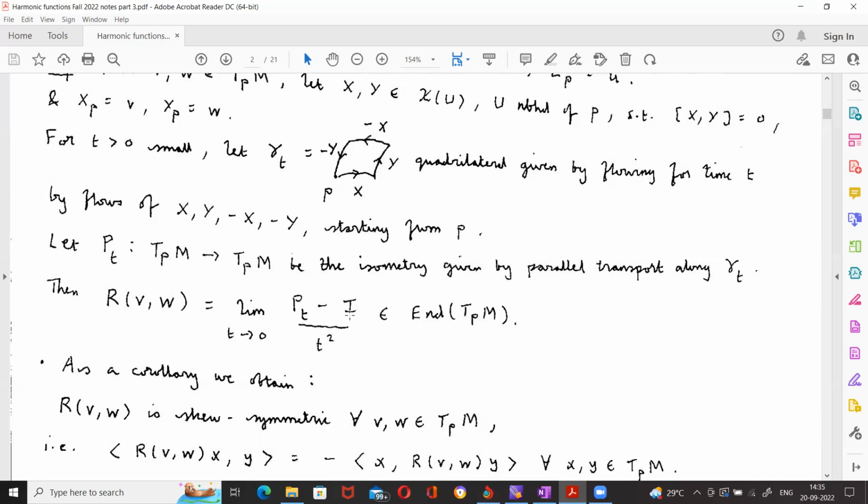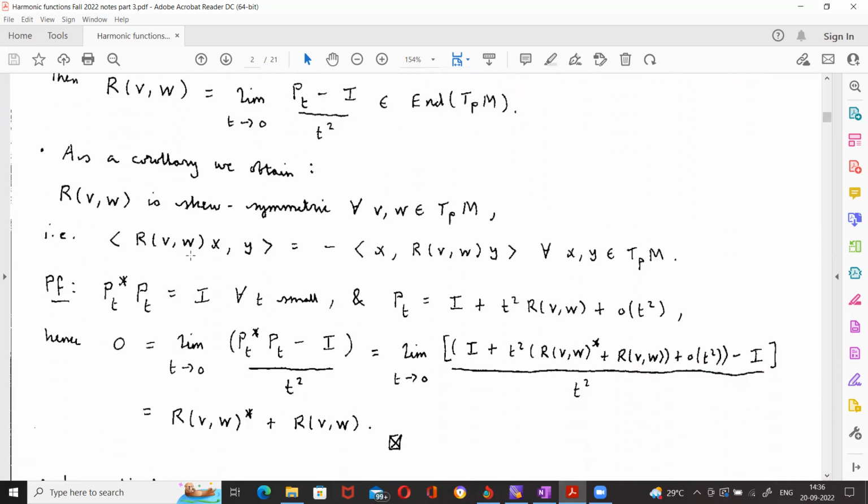So what kind of endomorphism will you get when you differentiate a curve of isometries passing through the identity? What will you get? Utsav? This is a basic Lie group question. So it's skew symmetric. You'll get a skew symmetric matrix, right? You'll get a skew symmetric linear map. Okay. So as a corollary of this, we obtain that R of VW, in fact, is skew symmetric for all VW. So let's just see that.